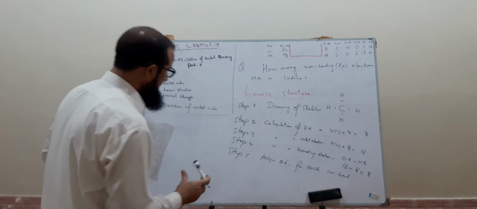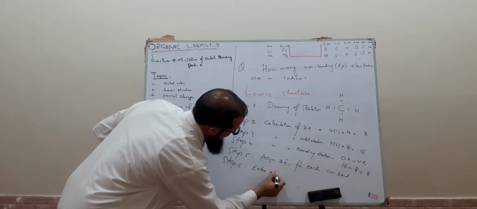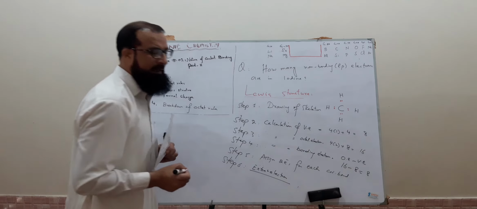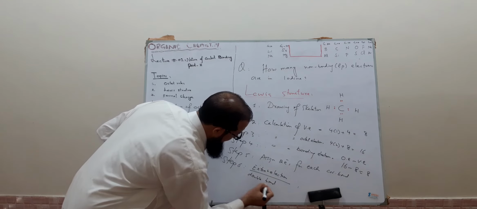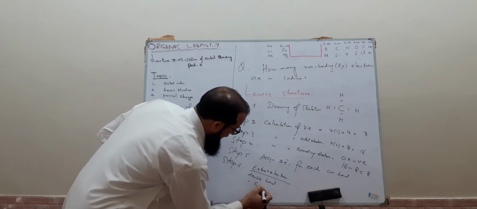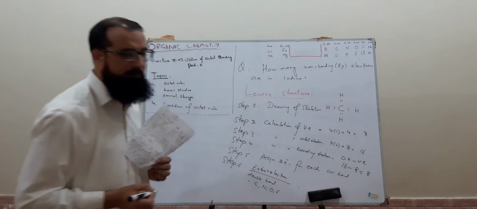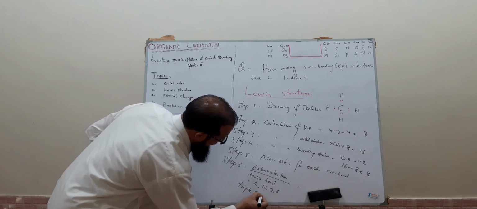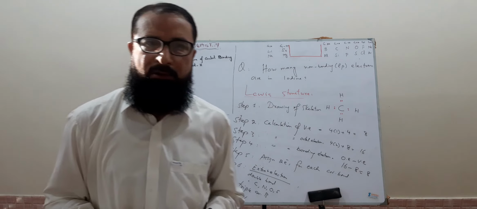And you know that. So step number 6: what will we do with the extra bonding electrons? The extra bonding electrons will be used for a double bond. For example, carbon can form a double bond, nitrogen can form a double bond, oxygen can form a double bond, sulfur can form a double bond, as well as a triple covalent bond. Only carbon and nitrogen can form a triple covalent bond.